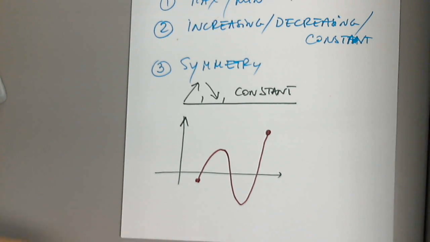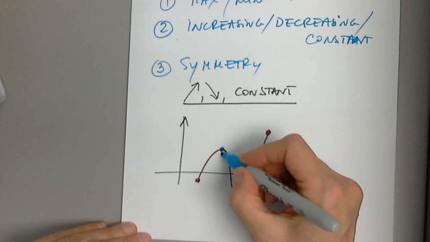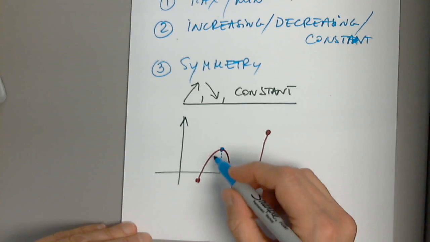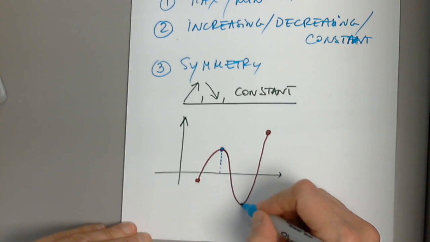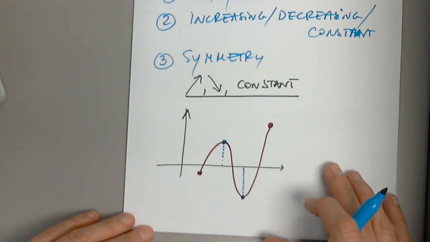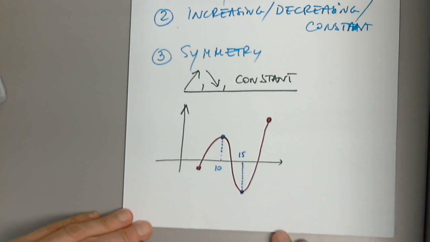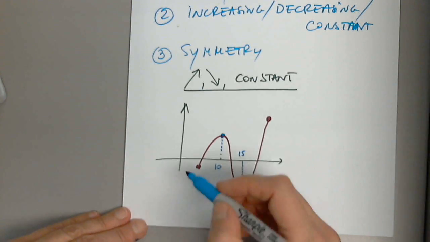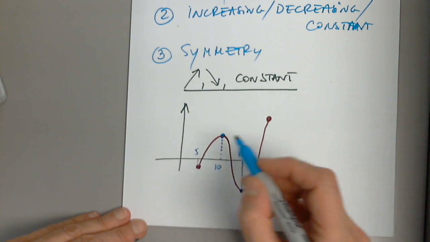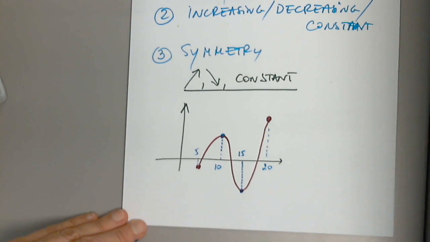I hope you agree that there is a point here where the function turns, right? And there is a point here where again it turns. I'm going to put some numbers, let's say 10 and 15. Let's say this point is at 5, and let's say that this point is at 20. I just made it up for our discussion. It's not important.